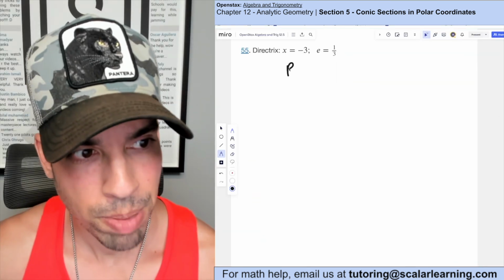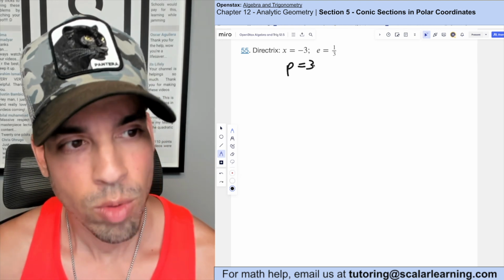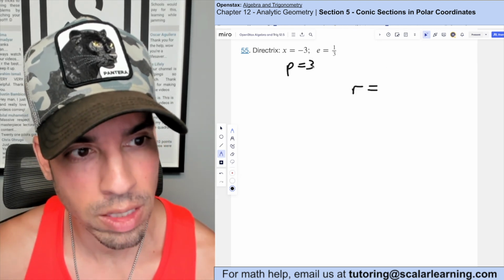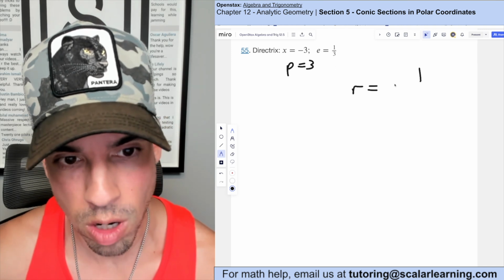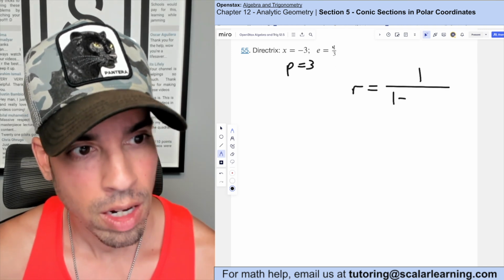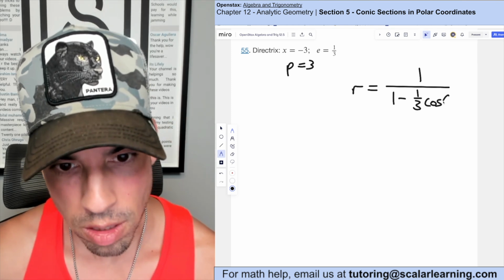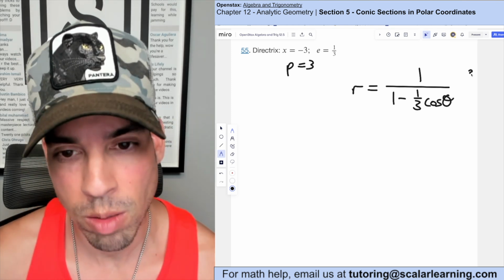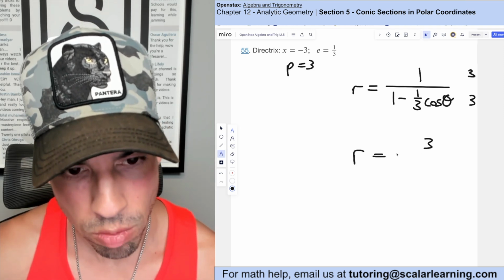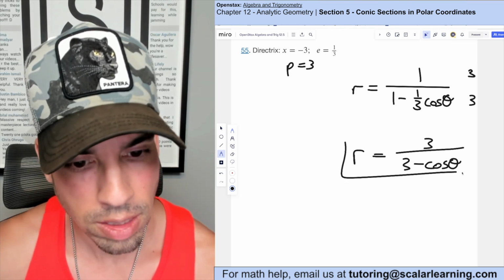For this one, we got a p-value of 3, and again, because it's x equals, we're going to have cosine on the denominator. Now we have r is equal to e times p, 1/3 times 3, which is 1 over 1. Because that's negative, it's going to be minus, and then my e value of 1/3 cosine of theta. To get rid of that fraction, we're going to multiply by 3 over 3, and r is finally equal to 3 over 3 minus cosine theta. That's how you do it.